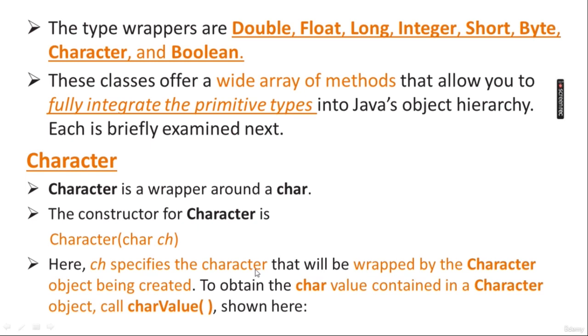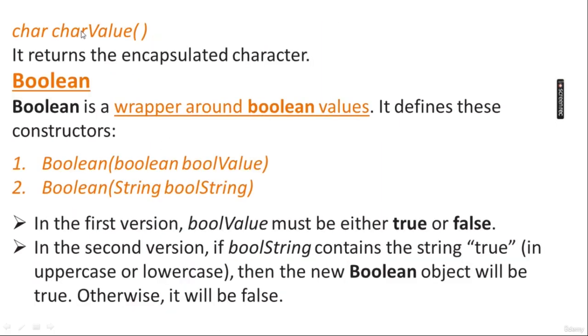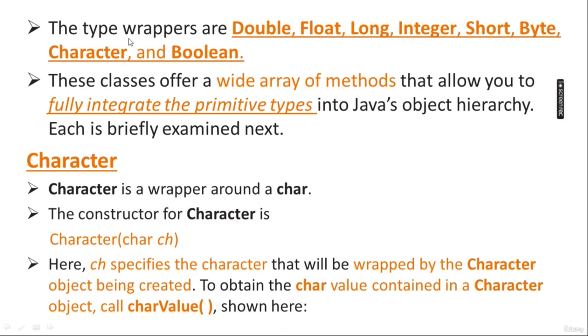The ch specifies the character that will be wrapped by the Character object being created. Okay, you are specifying here the character primitive type and its object that will be wrapped into a Character. To obtain the char value contained in the Character object, call charValue as shown here. Character charValue. Okay, so which char value have we wrapped into the Character class? I have to find it.